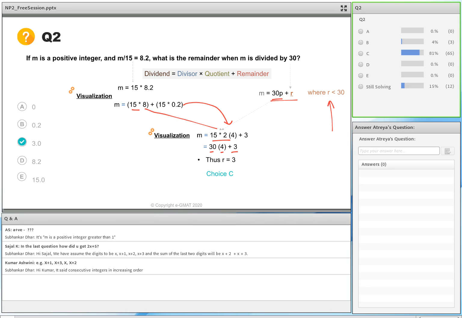Is r less than 30? Yes, r is less than 30. Can I mark the answer? Obviously. So choice C becomes your answer.